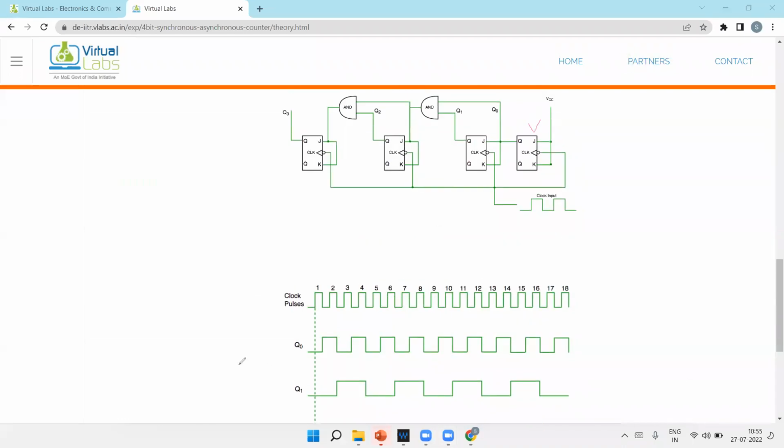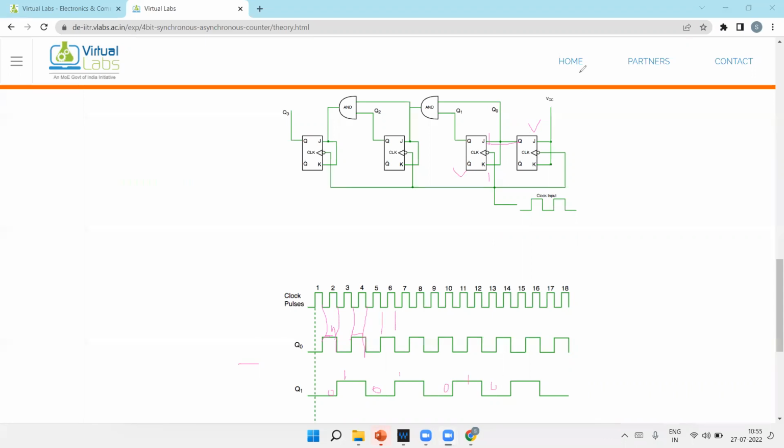The first stage waveform is same as the previous one. At every clock, the output is toggling, 0 to 1, 1 to 0. Okay, now for this case, whenever you are getting high here, then only it will toggle. So high is here. When this is high to low, then it is toggling.